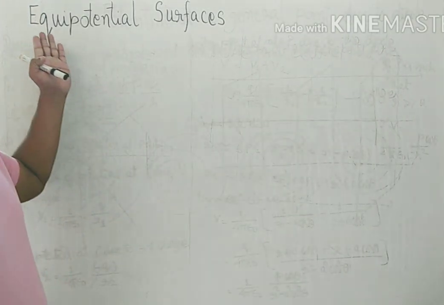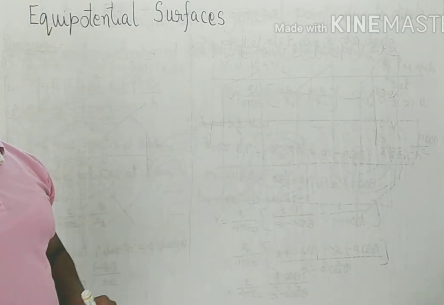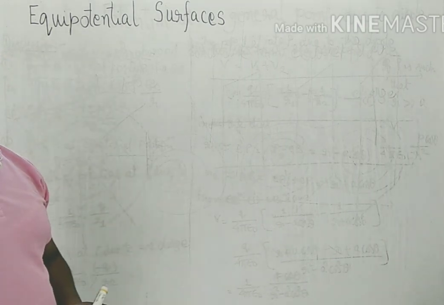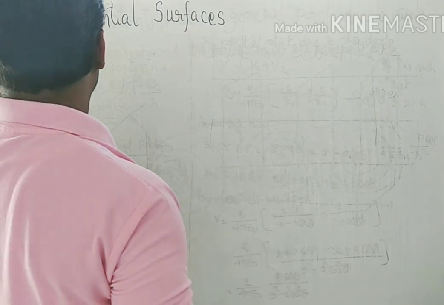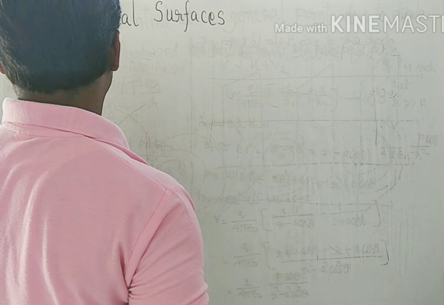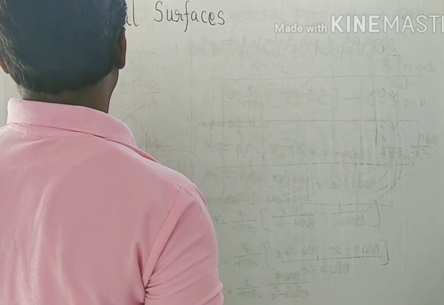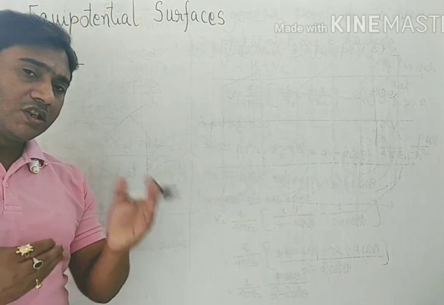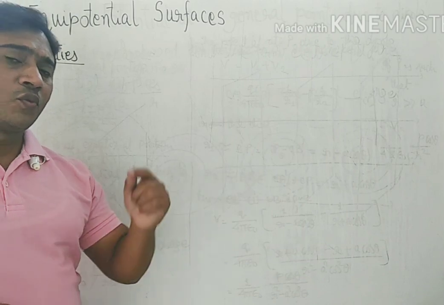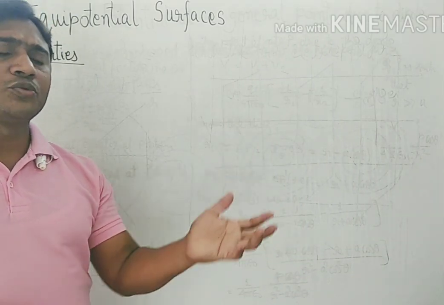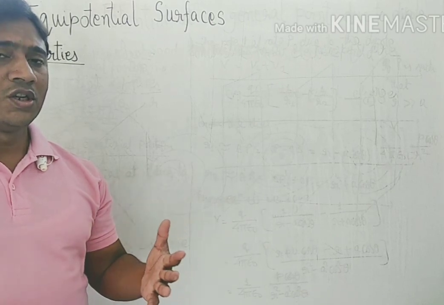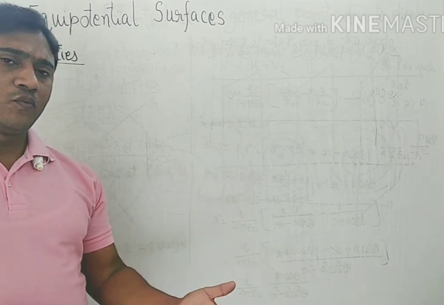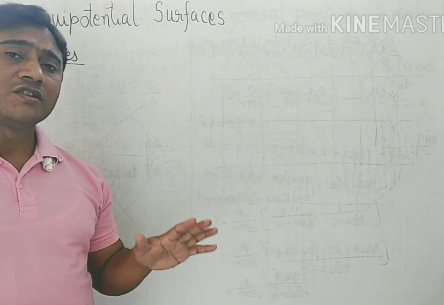Okay students, so let's now discuss the properties of equipotential surfaces. What are the important properties that equipotential surfaces possess? Okay, so let me write the heading, properties. Now under this we can see the work done to move a test charge from one point to another point on an equipotential surface is always zero. It means no work is done in moving a charge from one point to another point on an equipotential surface.